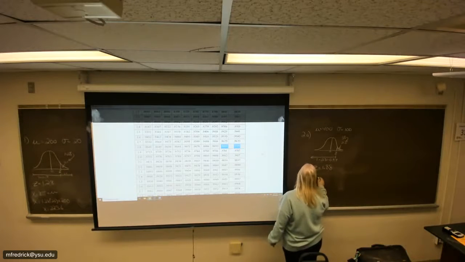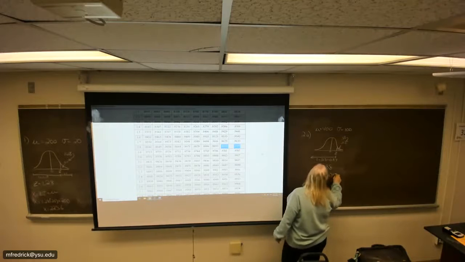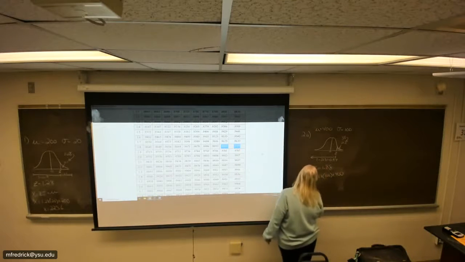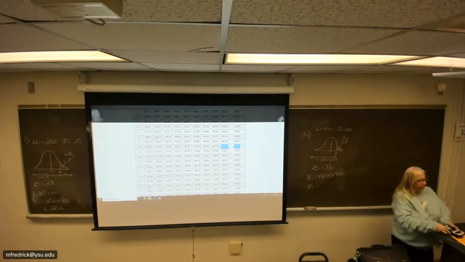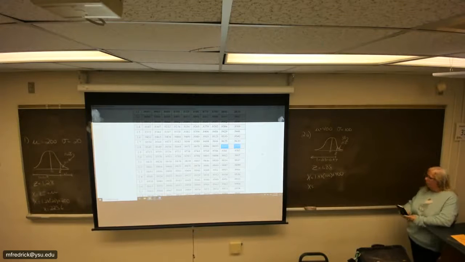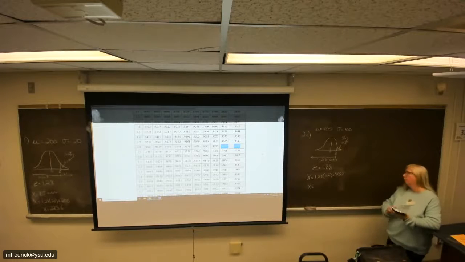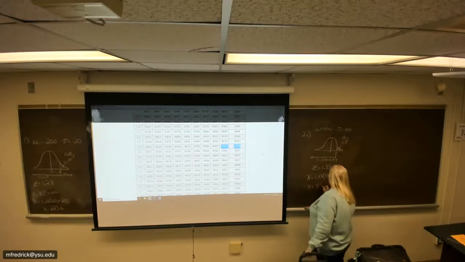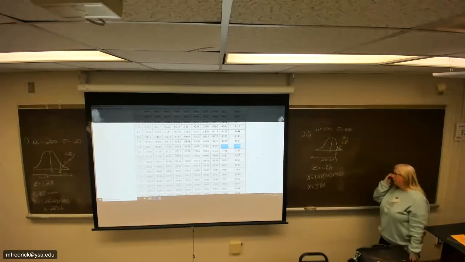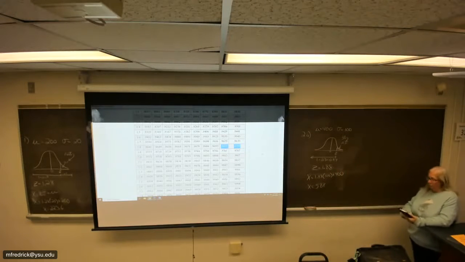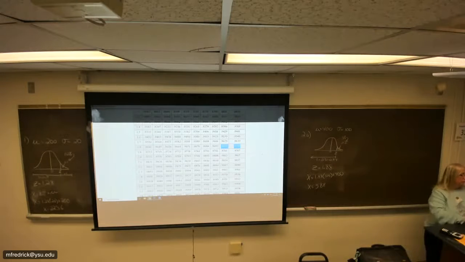Solidify X: 1.88 times the standard deviation plus the mean. So a score of 588 would get you the $500. Any questions on that one?